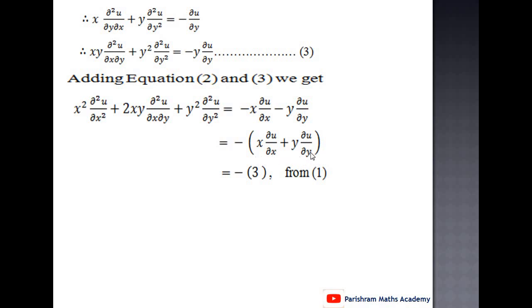But the value of this bracket term from equation number 1 is 3, and therefore the solution of the given example is x² into ∂²u/∂x² plus 2xy into ∂²u/∂x∂y plus y² into ∂²u/∂y² equal to minus 3, which is the required answer of the given example.